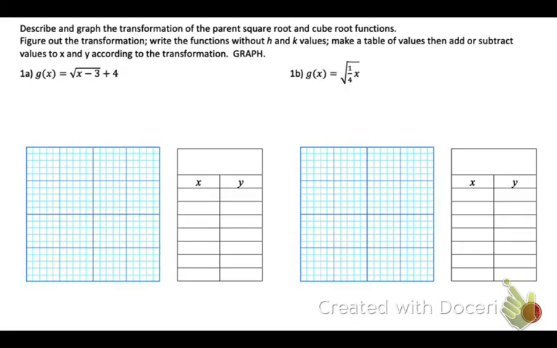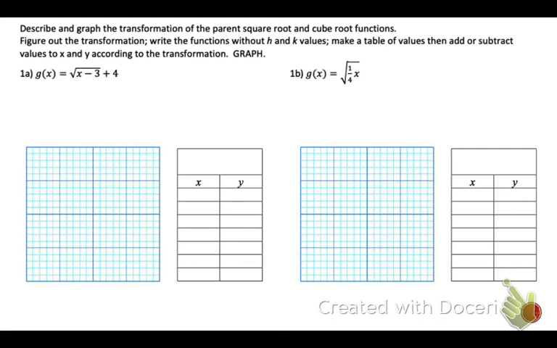All right, let's describe and graph the transformation of the parent square root and cube root functions now. So we're going to start with square root. The process is, first of all, figure out the transformation. Then you're going to rewrite the function without the h and k values. You'll make a table of values and then add or subtract those h and k values to the x and y. This is just an easy way to do the shift in the table rather than having two graphs, an original graph and then one graph that is shifted. So here's what it looks like.